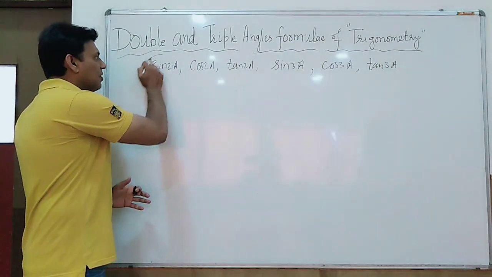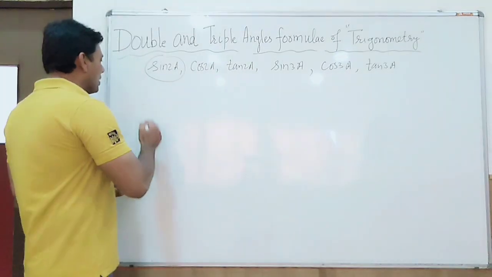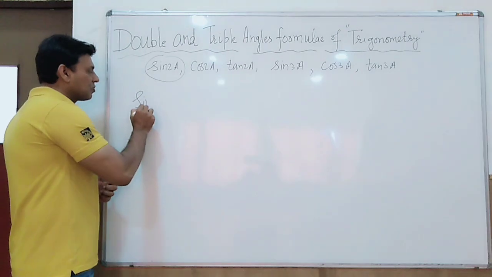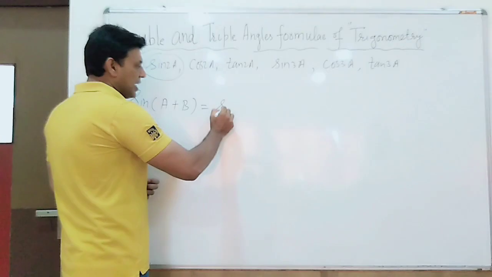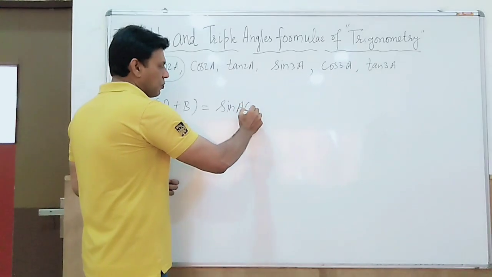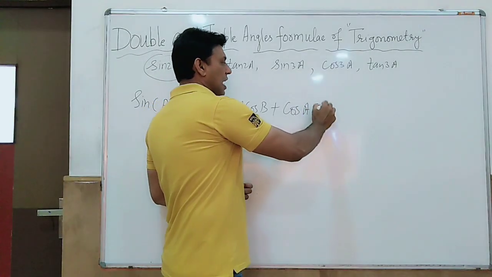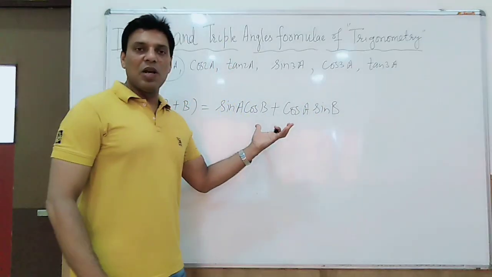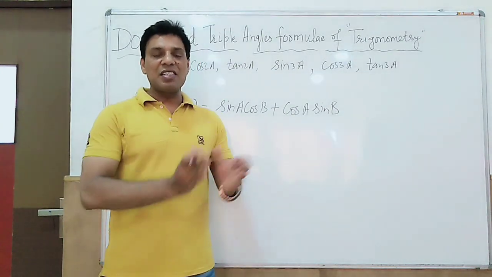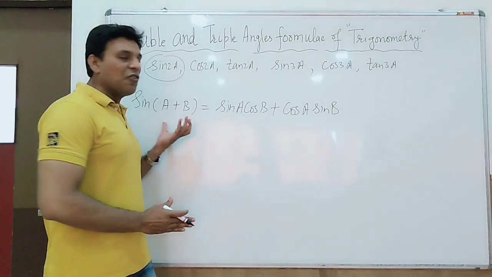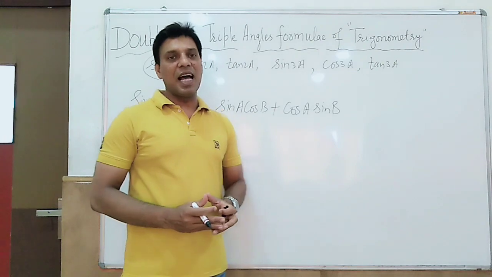So I am starting with the formula of sine 2A. I think you have remembered the formula of sine A plus B. The formula for sine A plus B was sine A cos B plus cos A sine B. It was the first formula when I started the trigonometry.